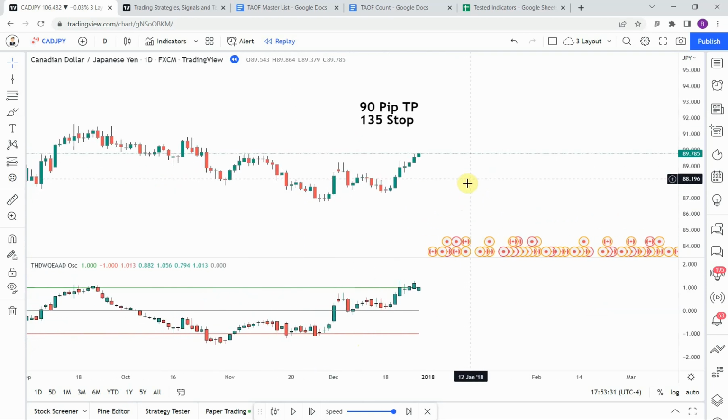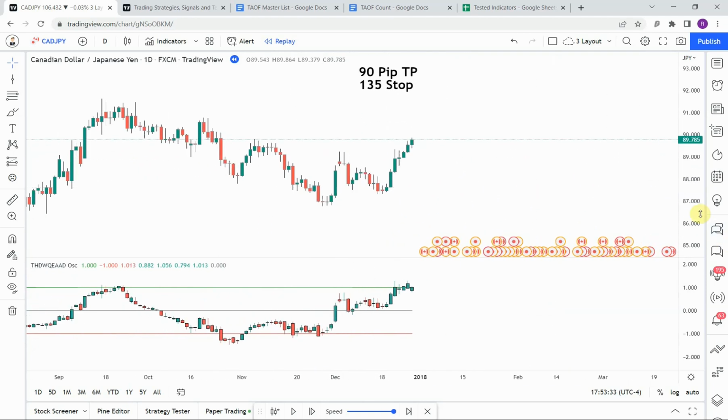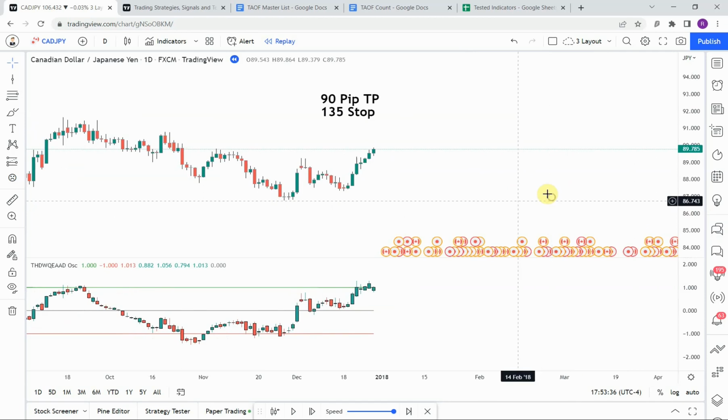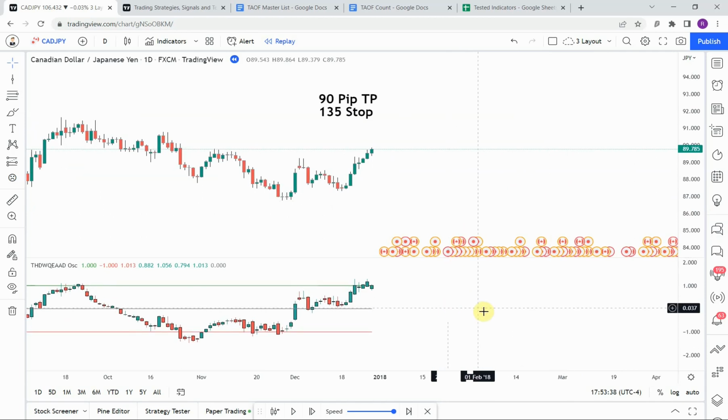All right, so that was a lengthy explanation because this is an interesting indicator to say the least. Let's go ahead and get on with the testing and see what we can get out of it.